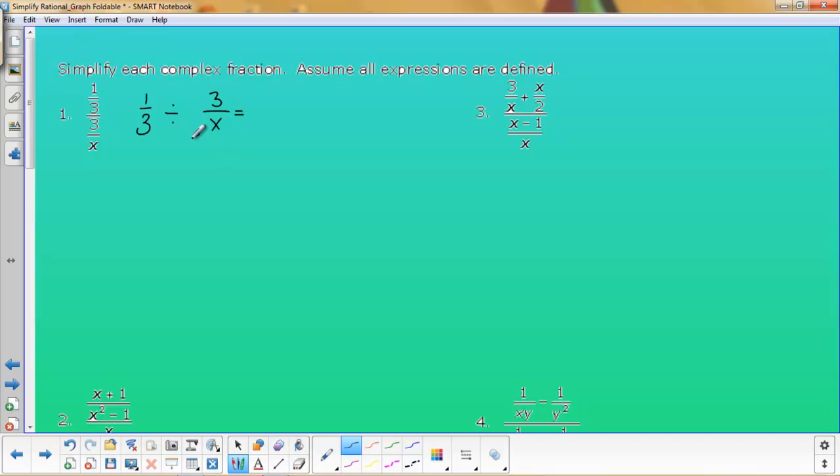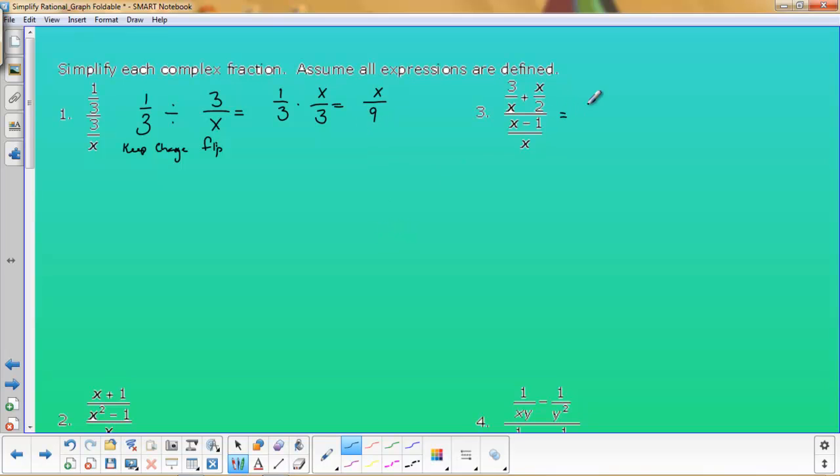I'm going to go ahead and keep, change, and flip, and that's going to be 1/3 times x over 3. 1 times x is x, 3 times 3 is 9. The solution to my problem is x divided by 9.